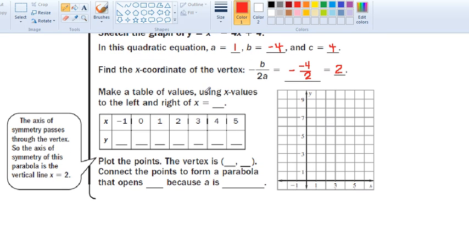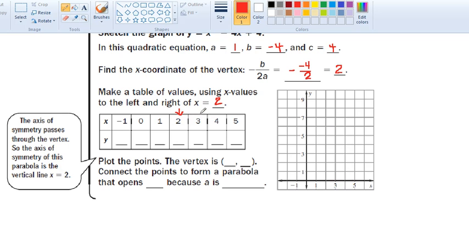Okay, now we're going to make a table of values. So to start here, remember that we know that 2 is the vertex. We do have to do this one right here. And remember that what we're doing is we're starting with 2, and we're going to do some stuff to the left, and we're going to do some stuff to the right, and that helps us do the parabola.